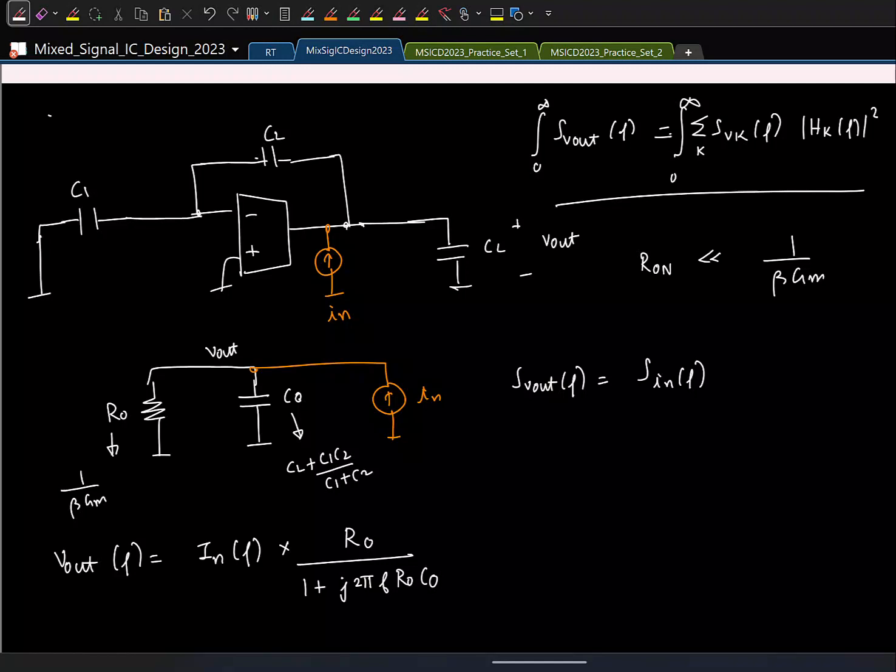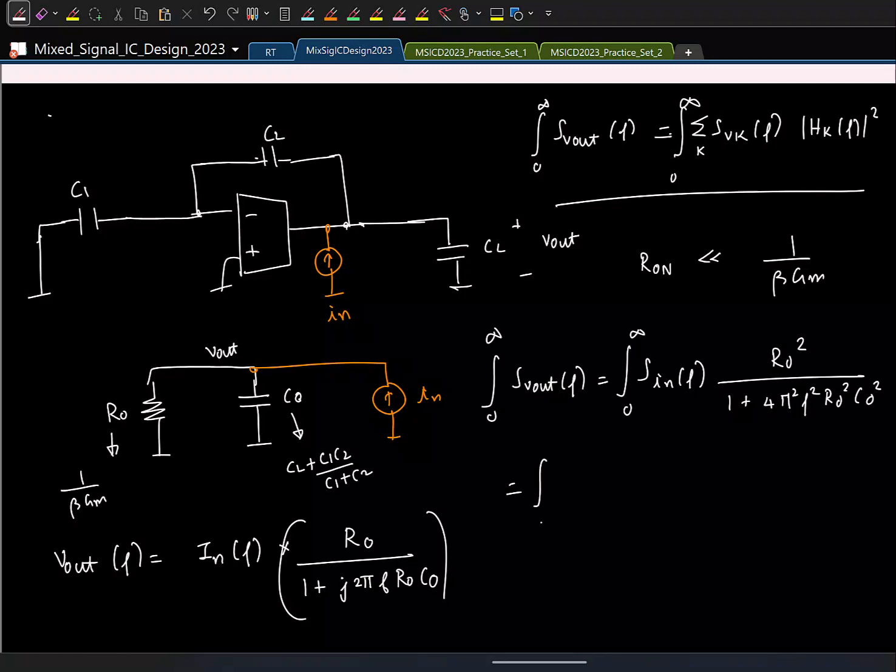These are some basic things. I hope you remember these things. So this is the transfer function. So the magnitude squared of the transfer function will come here, right? And that is going to be R0 squared by 1 plus 4 pi squared f squared R0 squared C0 squared, right? And I'll have to integrate it from 0 to infinity to get the mean squared value, right?